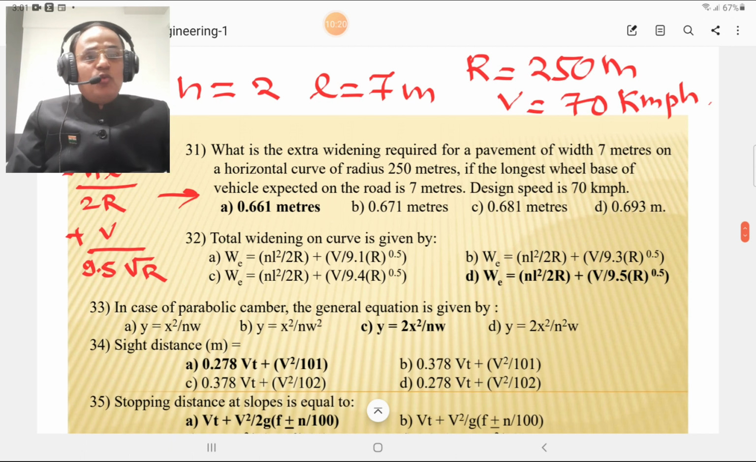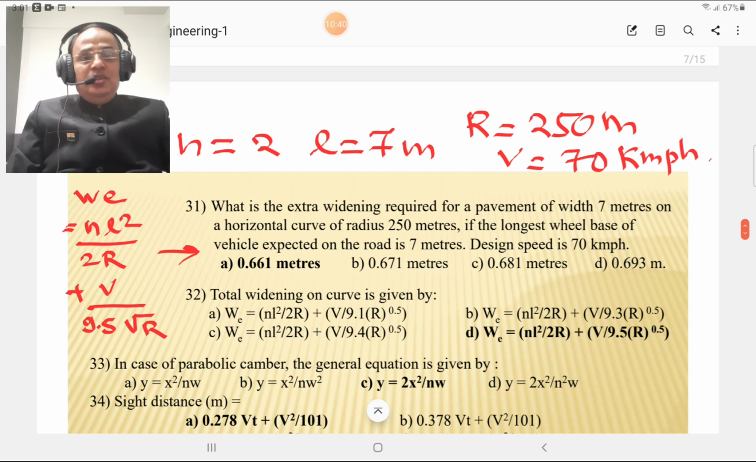Then next question is, what is the extra widening required for the pavement of width 7 meter? So it is 2 lanes. 7 meter on a horizontal curve of radius 250 meter, if the longest wheelbase of a vehicle expected on the road is 7 meters and design speed is 70 kmph. So you can use the formula for extra widening on the curve, that is mechanical widening plus psychological widening, that is nL square upon 2R plus V divided by 9.5 under root of R. You will get the value of 0.661 meter.